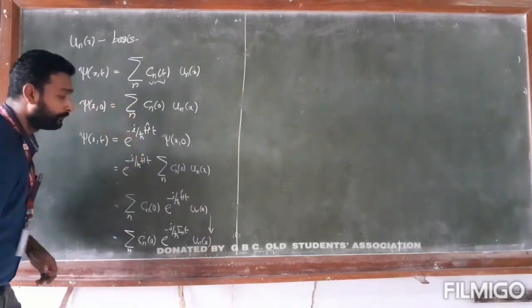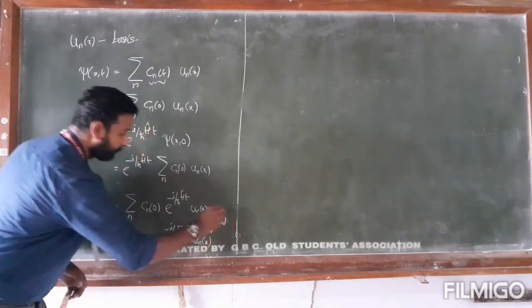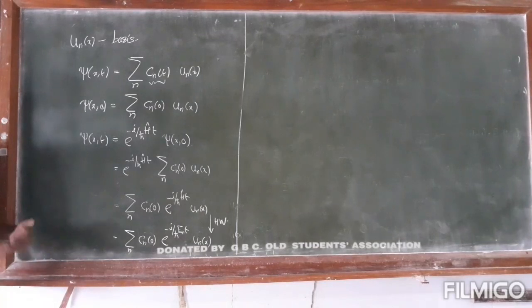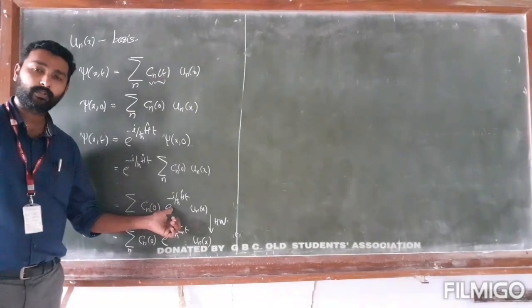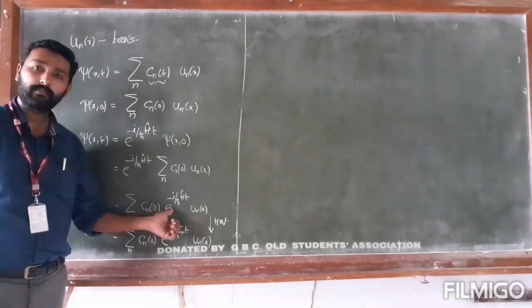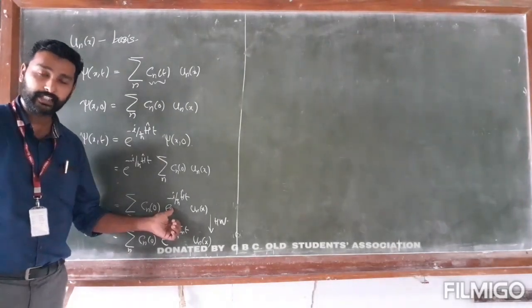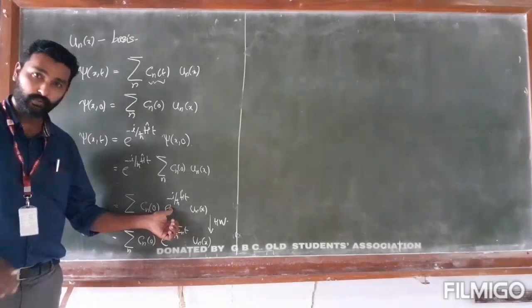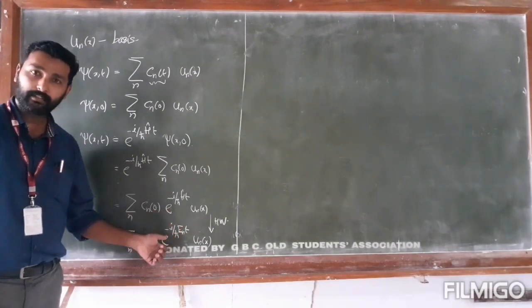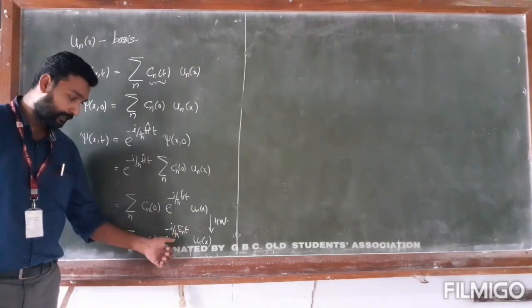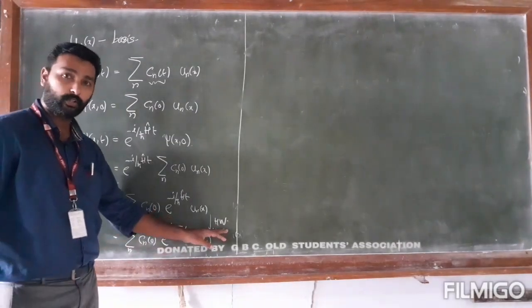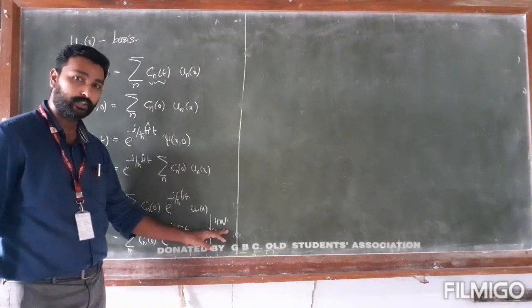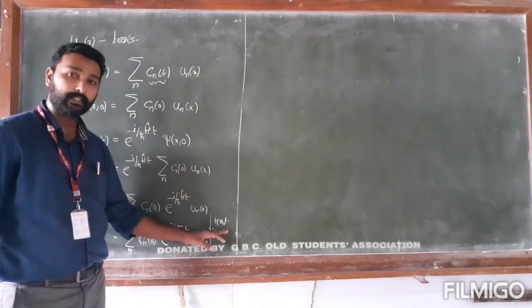So this step you can do as follows. It's a very simple step. You can just expand this e raised to minus i by h cross Ht in series form. You know the series of any exponential function. If you just expand it, you will get an easy way to reach from here to here. I will give you this as an assignment question, so you can solve it there.